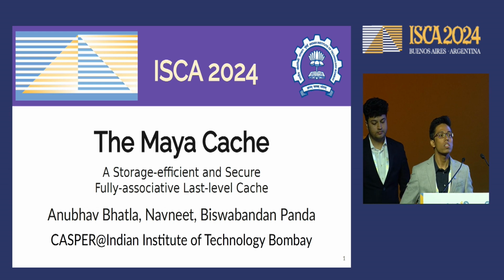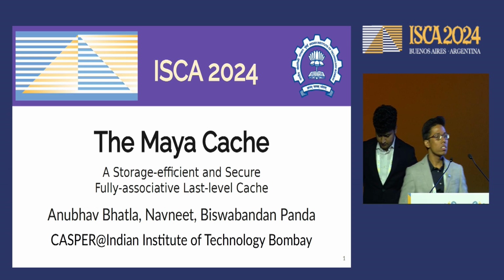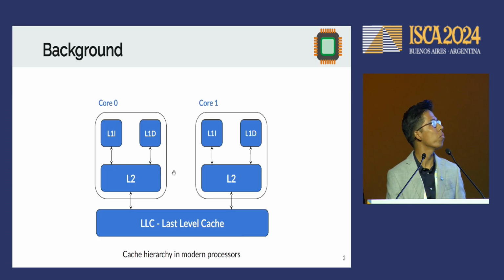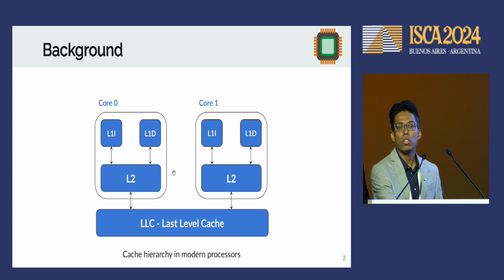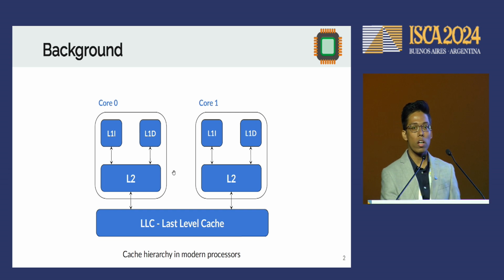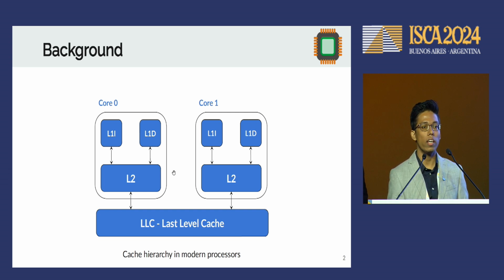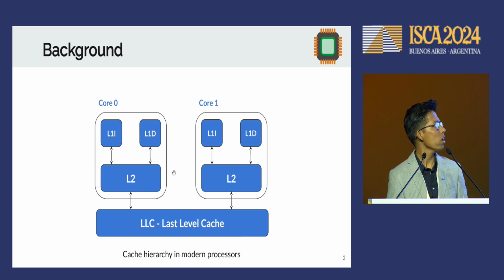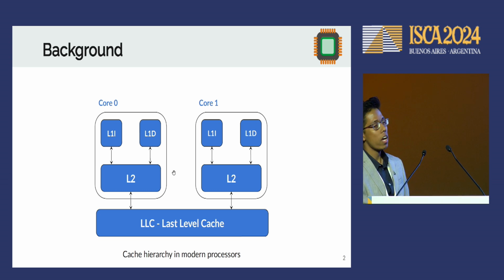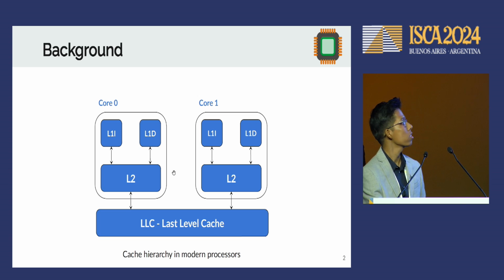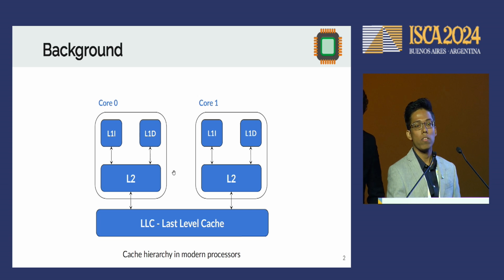The Maya cache, which is a storage efficient and secure, fully associative last level cache. So just to give a brief background on what caches are: most modern computers use a smaller and faster memory as compared to DRAM, so as to fetch the data quickly and in turn improve the performance of the overall system. Now this is a very generic cache hierarchy that is used in most modern systems, where there is a private L1 and L2 cache for each core, and then there's a last level cache which is shared among the cores.